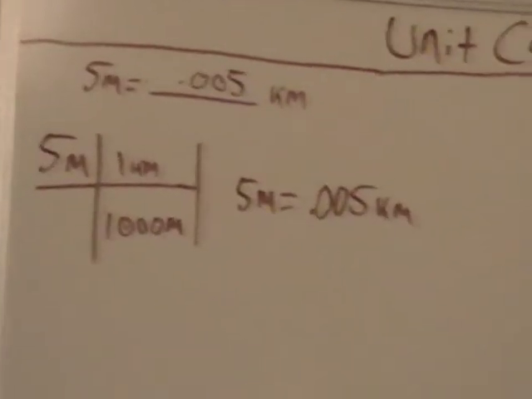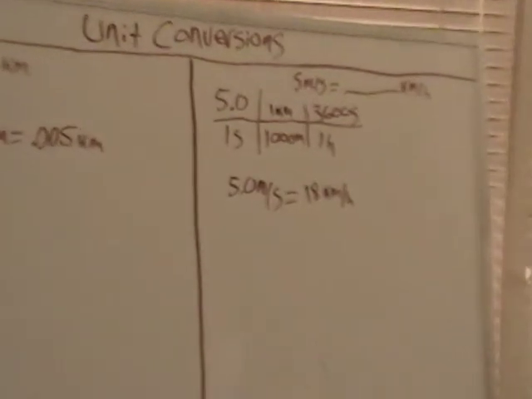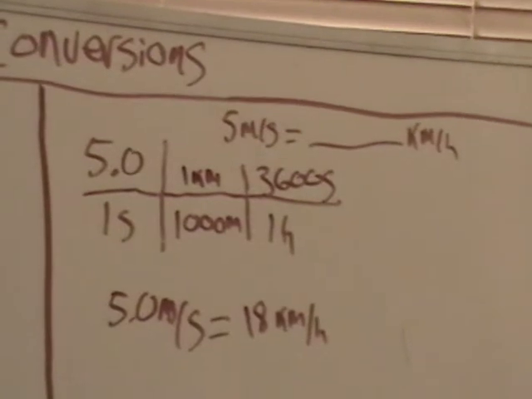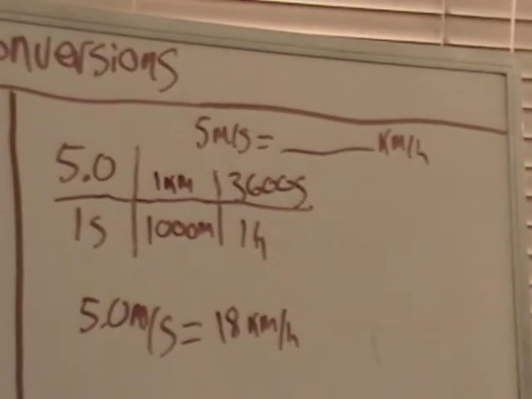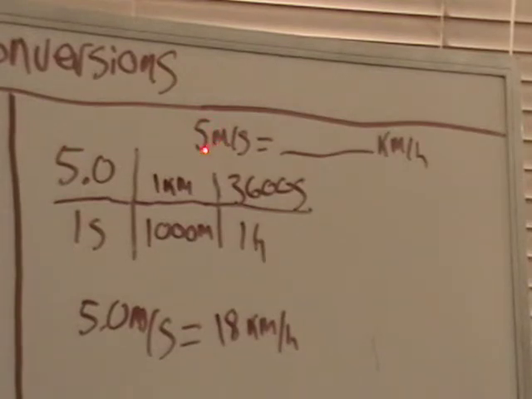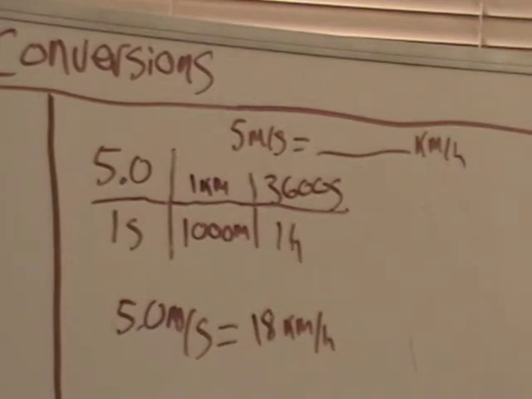Moving on to another example, a speed example. This now has 2 components, a bottom and a top for what we know. So we know we have 5 meters per second, and we want to know how many kilometers per hour that is. So not only are we going to have to convert our distance to kilometers, we're also going to have to convert seconds to hours. And all it does is add one more step.